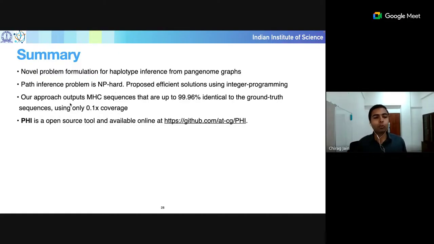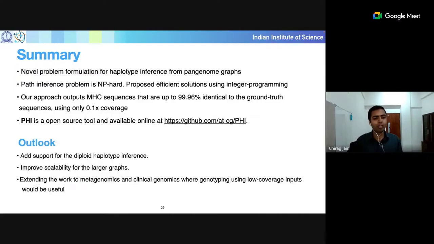For example, experimentally, I showed you that our algorithm can reconstruct MHC sequences with low edit distance from the ground truth sequence. So for example, using only 0.1x coverage, the reconstructed sequences are up to 99.96% identical to the ground truth sequence. And you are welcome to use our tool. It's freely available on GitHub.